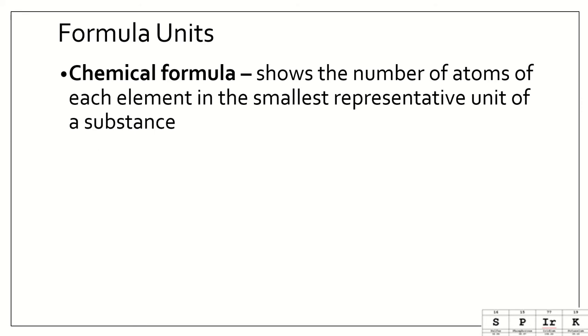Now, a chemical formula, this shows the number of atoms of each element in the smallest representative unit of a substance. And we've discussed these before, right? H2O tells us that there's 2 hydrogens and 1 oxygen.